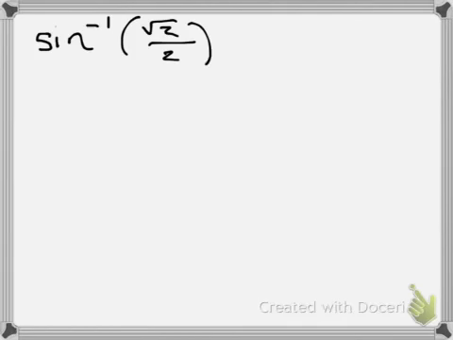Now we'll look at some of the assigned homework problems and make sure we understand what we're doing. This is page 550. I'm going to do number 8. Number 8 says sine with the little exponent, which means inverse sine or arc sine, of square root of 2 over 2.